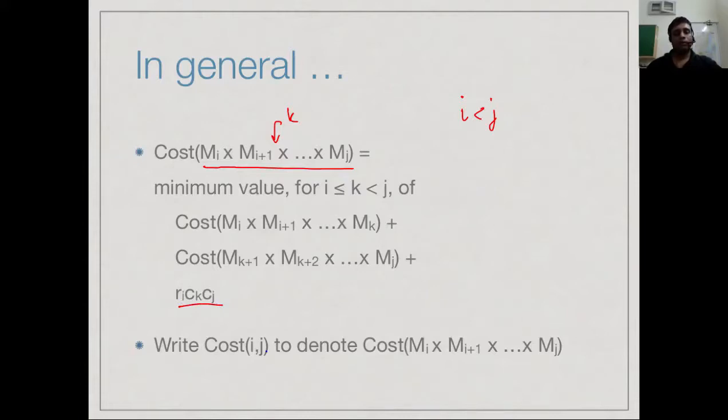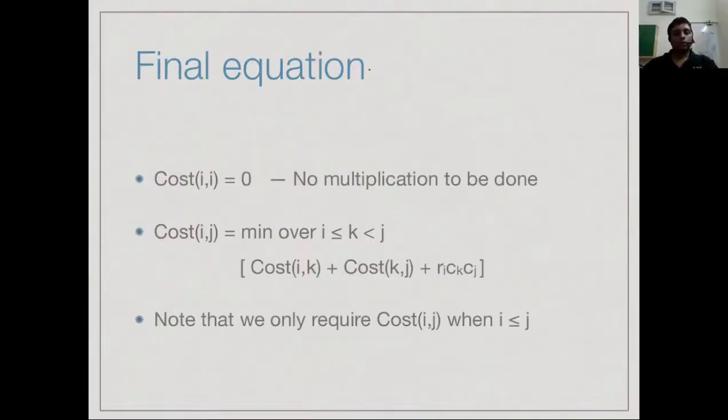As before, we will just use the index. So instead of writing cost of m1 cross m2 or whatever, we will write ij. Cost of ij is the cost of multiplying mi to mj, that whole sequence.